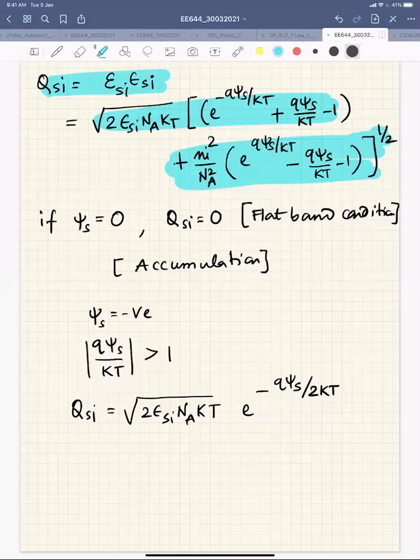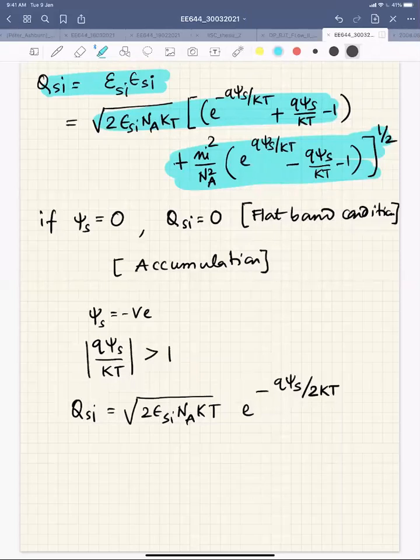The psi s can be negative. We discussed in the last class, when you're operating in accumulation, that means when you're applying negative gate voltage, your psi s is negative. When you're applying positive gate voltage, your psi s is positive. So this is a universal equation. The charge in the silicon is a function of psi s like this. This is the relation between the charge in the silicon and the potential drop across the silicon.